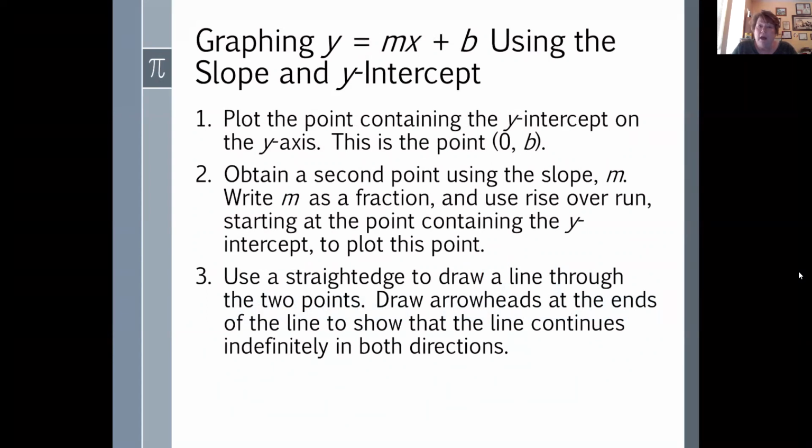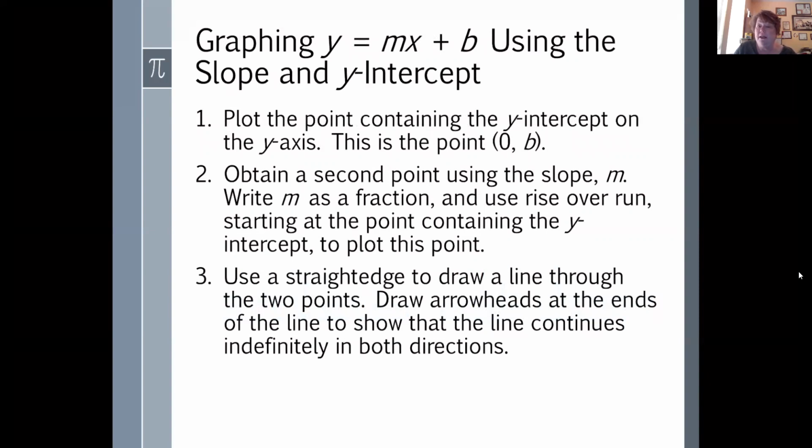Number 1, plot the point containing the y-intercept on the y-axis. This is the point (0, b). 2, obtain a second point using the slope, m. Write m as a fraction. So if m is an integer, you're going to write it as itself over 1. And use the rise over run starting at the point containing the y-intercept to plot the second point.